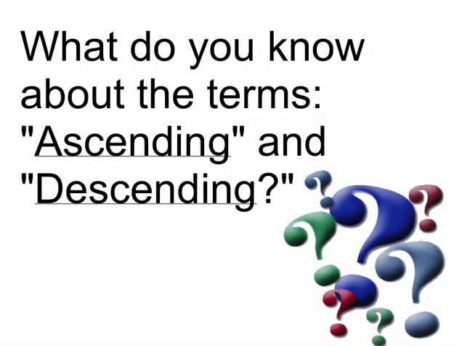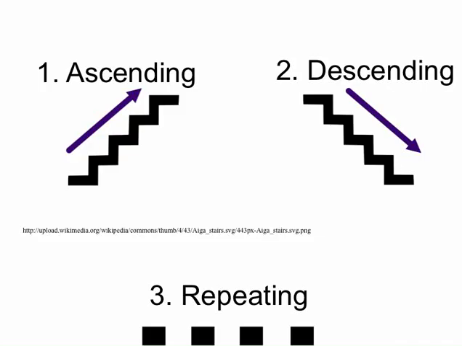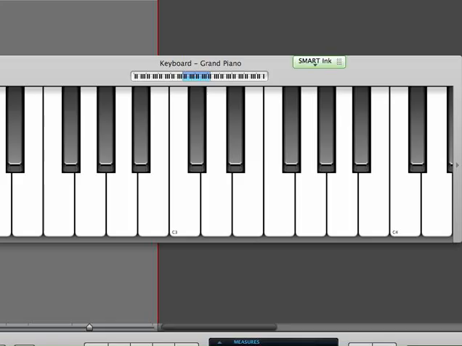Next terms we need to know is ascending and descending, because all these intervals, steps, skips, and leaps can move either ascending, going up, or descending, going down. Let's take a look at an actual song now. Ode to Joy first moves up by steps, so ascending steps, and then it has descending steps.